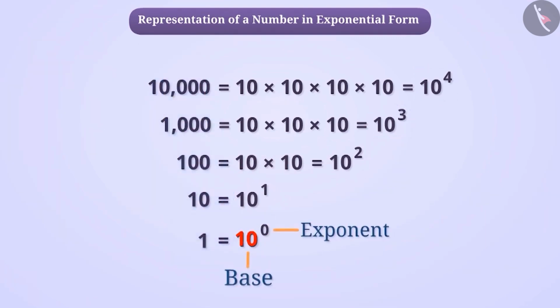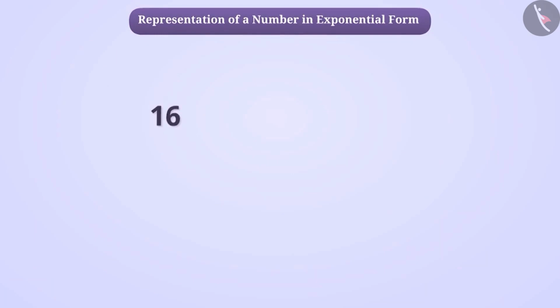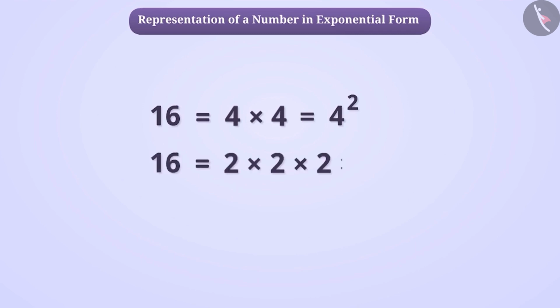Just think, can we take any number as base? Think for a while. Let me tell you, it is not necessary that the base has to be only 10. It can be any number. Like, we can write 16 as 4 multiplied by 4. In this way, the exponential form of 16 can be written as 4 raised to the power of 2. If we see here, we can also express 16 as 2 multiplied by 2 multiplied by 2 multiplied by 2. That is, the exponential form of 16 can also be written as 2 raised to the power of 4.